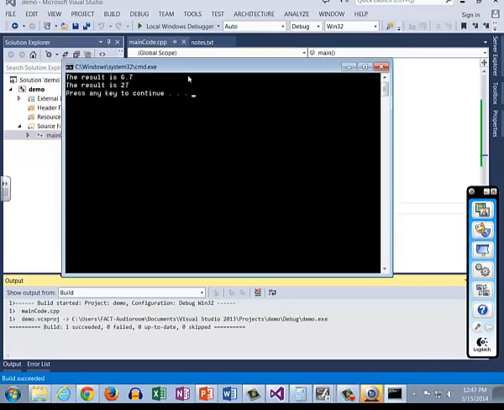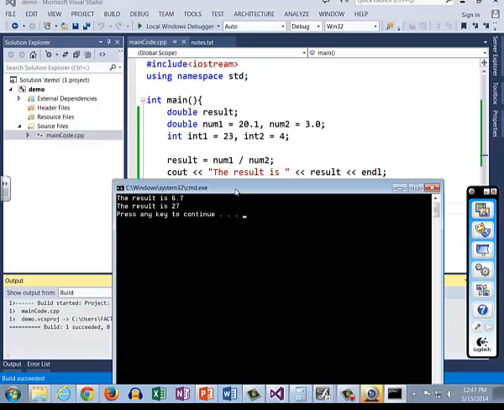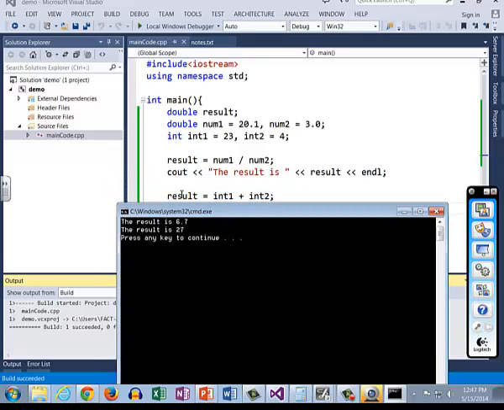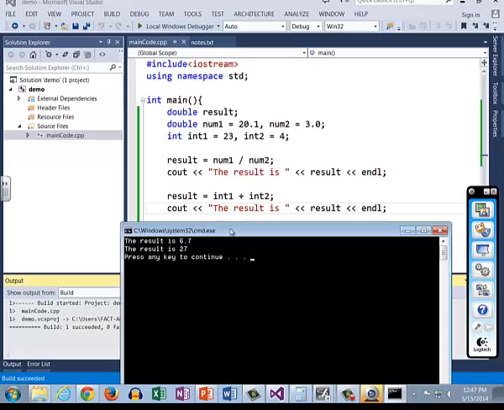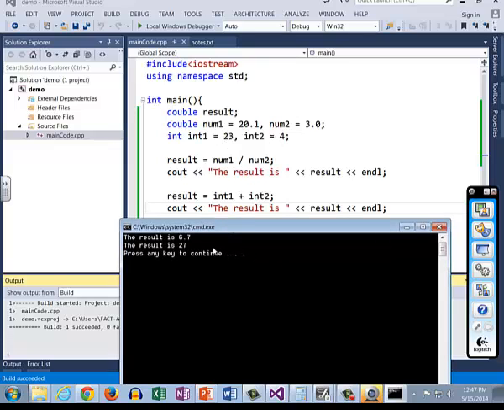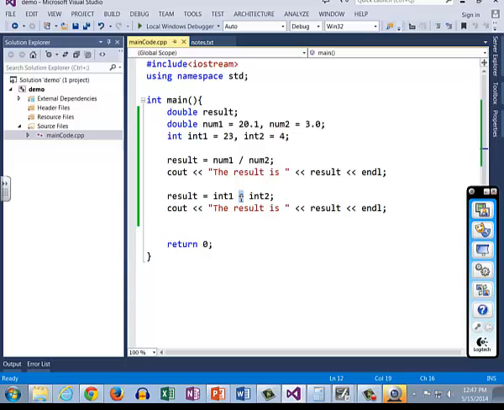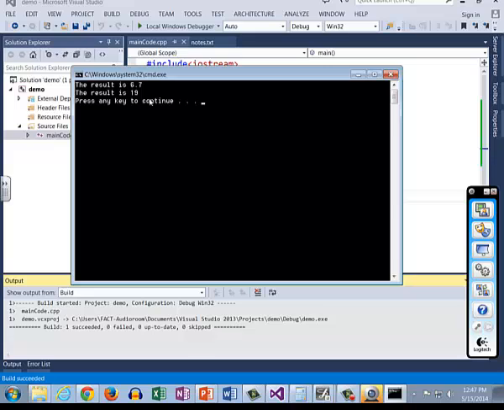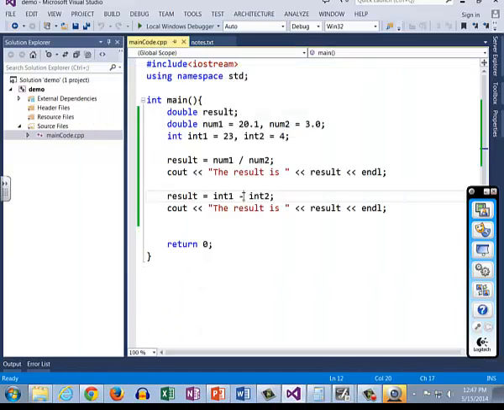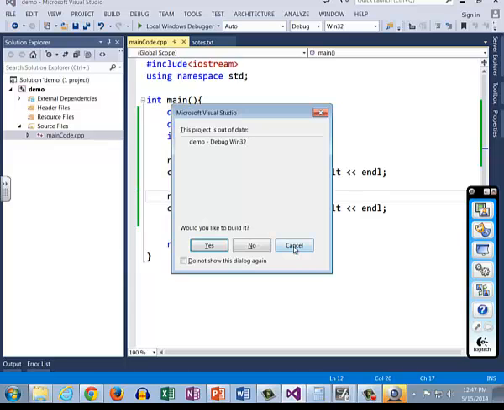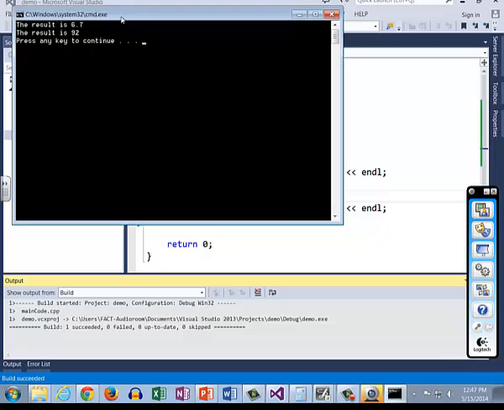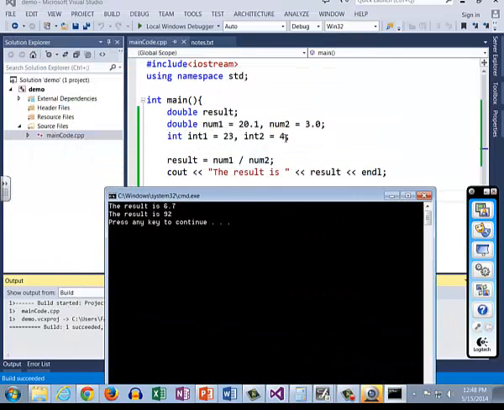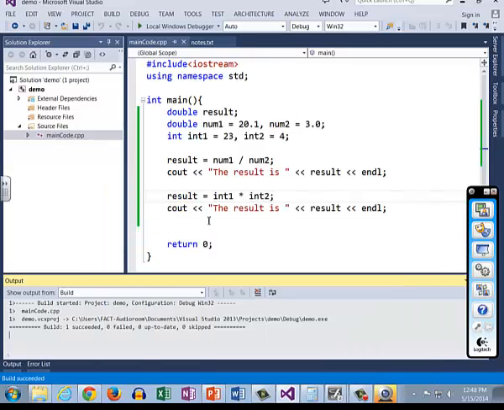All right, so I'm still getting my division up there, printing out the result. Then I do another computation, store it back in result, and this time when I print it out, I get 23 plus 4, which is 27. That's what I expect. I can do subtraction, and 23 minus 4 is 19, so we expect that. Let's go ahead and do multiplication. 23 times 4, which is 92. 23 times 4, that's 12 plus 2, 4, 8, 9, 92. So that's what we expect.